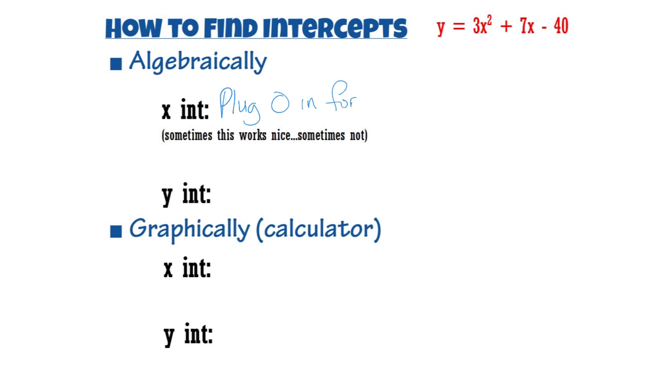If you were to plug 0 in for y, that means you'd put a 0 right here. And then you'd have 0 equals this quadratic. So hopefully when you see that, you think, oh yeah, then we typically would go factor that. That is exactly what you would want to do. Go factor it. That'll get you your two x-intercepts.